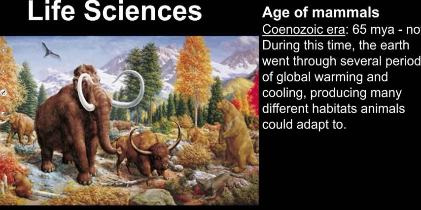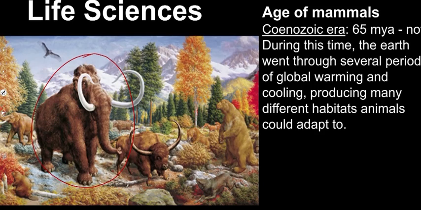Then, I'm sure you're familiar with this. If you've ever watched the Ice Age movies, here we have mammoths. Okay, and the mammoths thrived closer towards the end of the Cenozoic period because at that stage, you can see in the background, there was a period of global cooling.